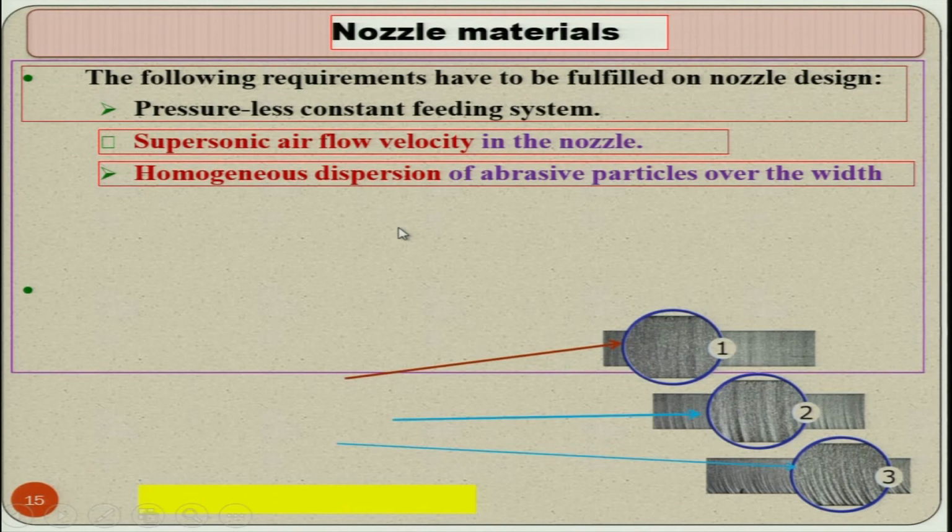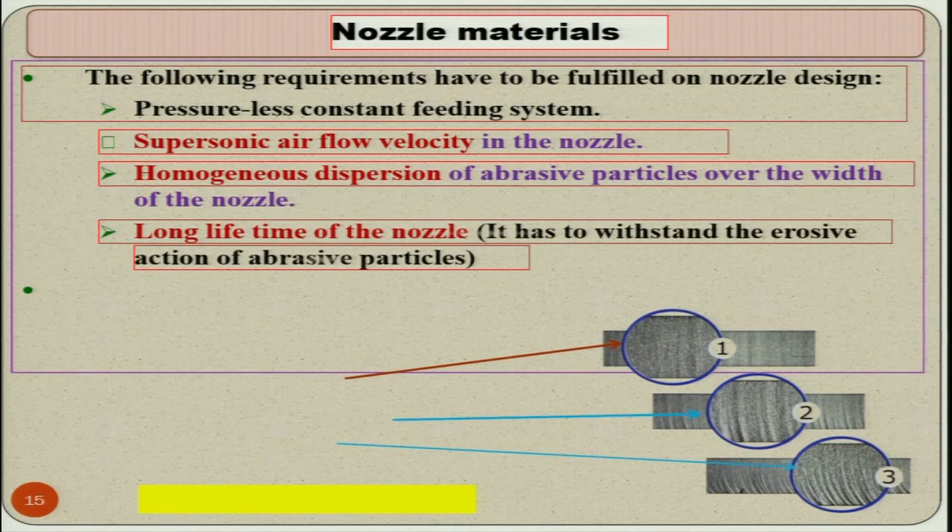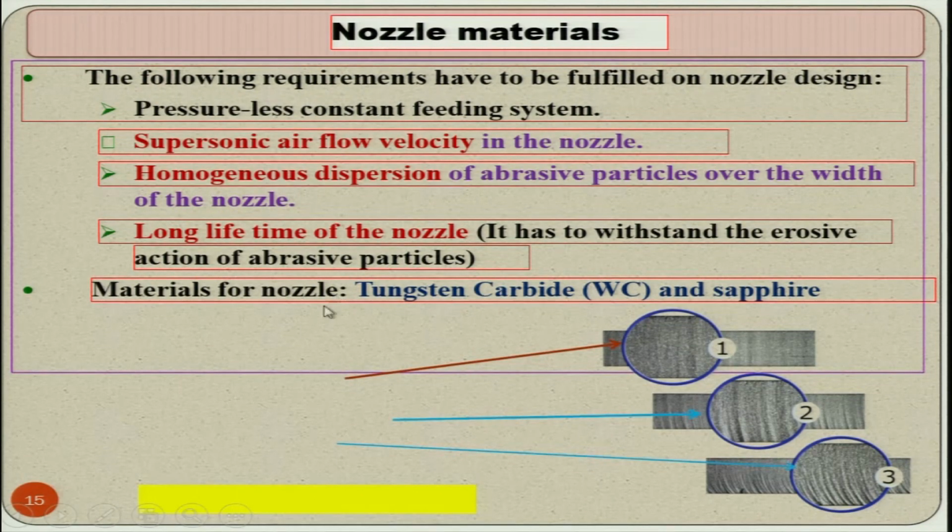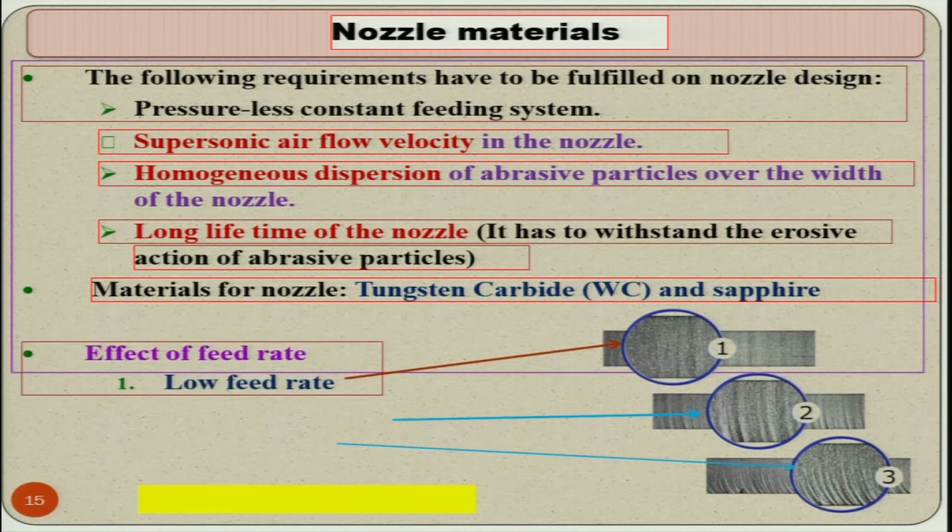Homogeneous dispersion of abrasive particles over the width of the nozzle is always desirable, so that you get proper cutting. Then you want a long lifetime of the nozzle, otherwise if it wears out quickly, you have to replace it, and it always costs the user something. It has to withstand the erosive action of abrasive particles, and materials for the nozzle are tungsten carbide and sapphire. Both are very expensive, so one should use the nozzles very carefully.